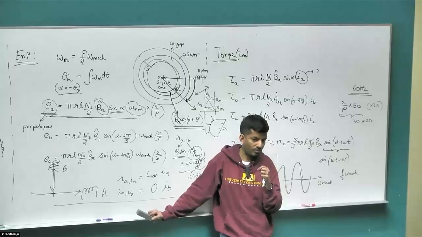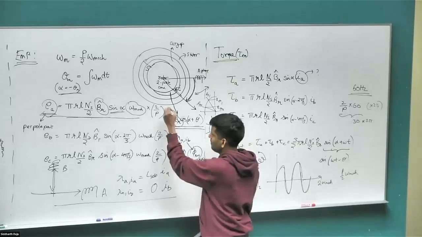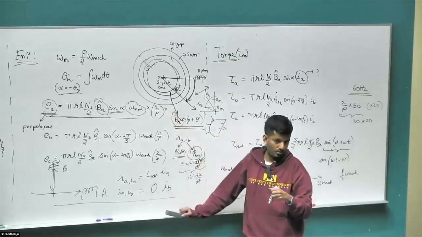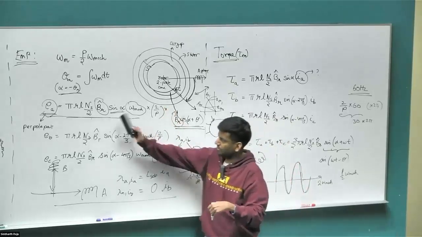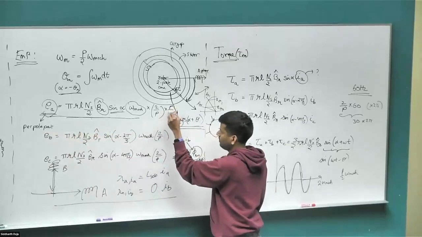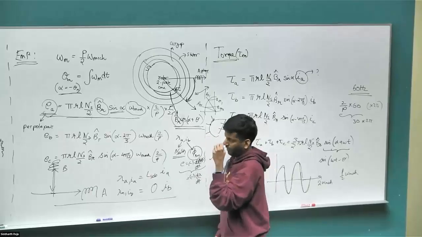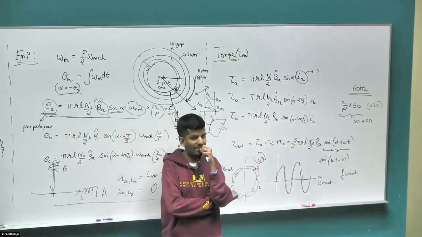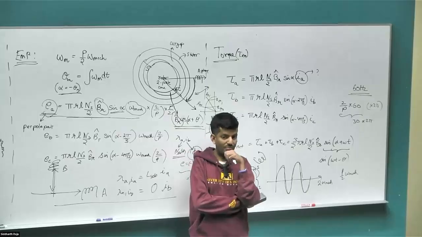Multiply by P. Multiply by P or P by 2? P by 2, because this is the net EMF for every pole pair. P by 2. Okay, what will I do if I have to connect them up in parallel? Divide by P by 2. Is it divide by P by 2?